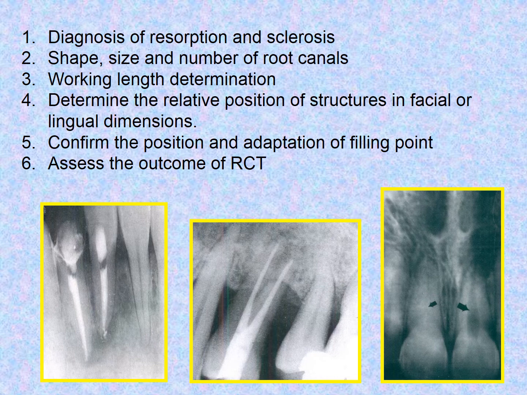There are many applications of radiographs in endodontics, including, first, aid in the diagnosis and localization of the hard tissue alterations of the tooth, that means sclerosis and resorptions, and periradicular structures. Determine the number, location, size, shape, and directions of the roots and root canals. Estimate and confirm the length of the root canals prior to the instrumentation. Determine the relative positions of structures in facial or lingual dimensions. Confirm the positions and adaptations of the following points, and finally assess the outcomes of the root canal treatment.